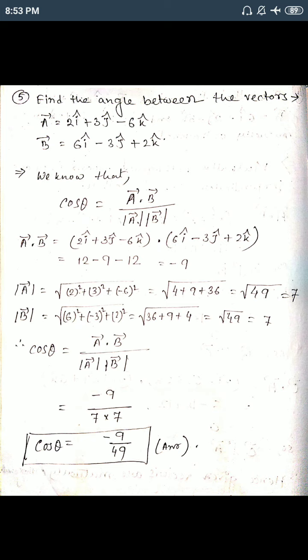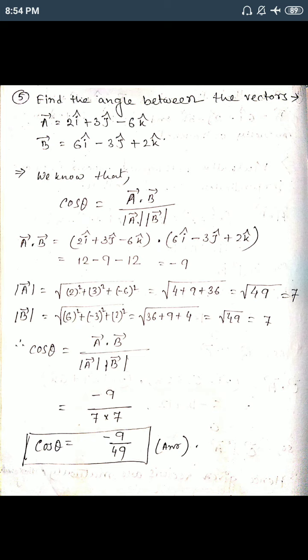In this way, in place of ax we write 2, in place of ay we write 3, and in place of az we write -6, because the formula is ax square plus ay square plus az square. So az here represents -6. Like this we find the magnitude of A and the magnitude of B, and we get both values the same. Now put this value in the expression: cos theta equals -9/49.